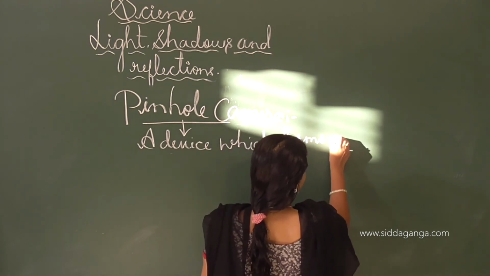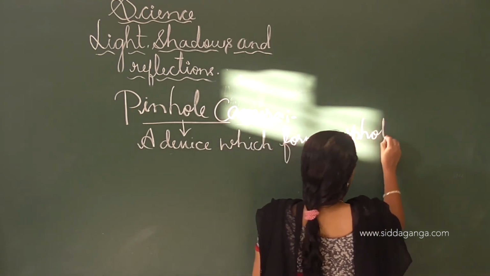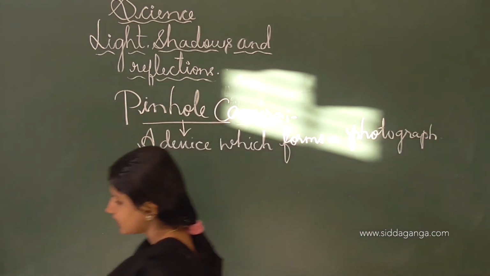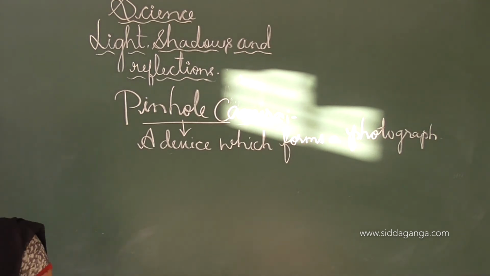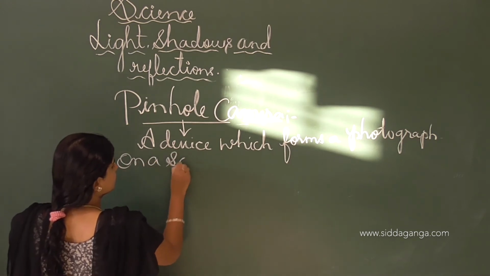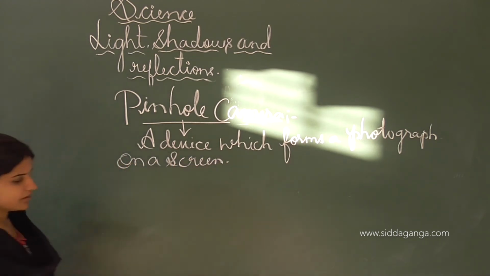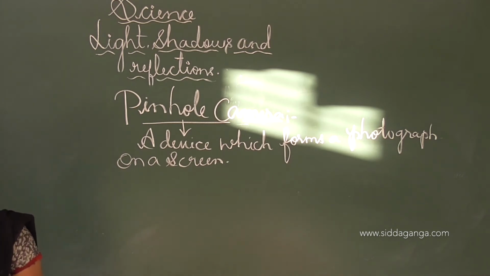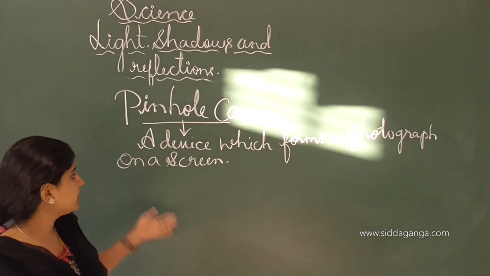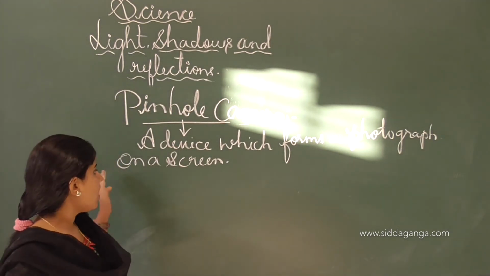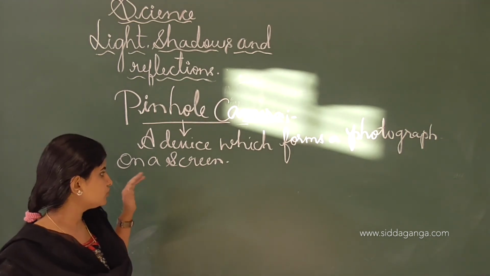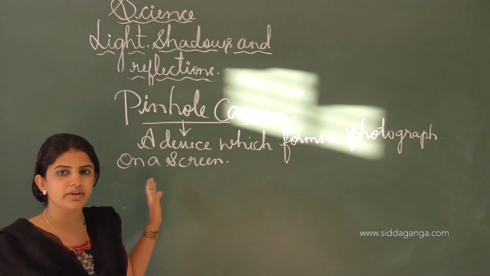forms a photograph on a screen. A device which forms a photograph on a screen is known as a pinhole camera. It forms a photograph, and it requires the screen so that the photograph is formed on a screen.